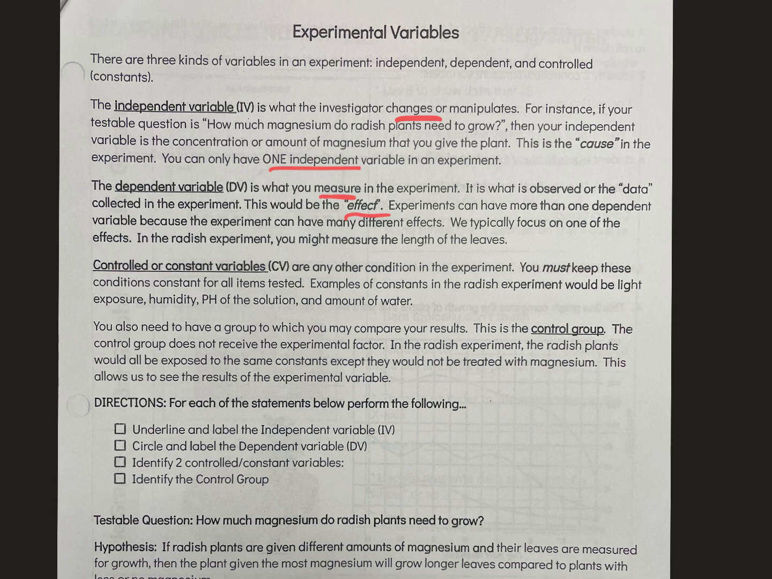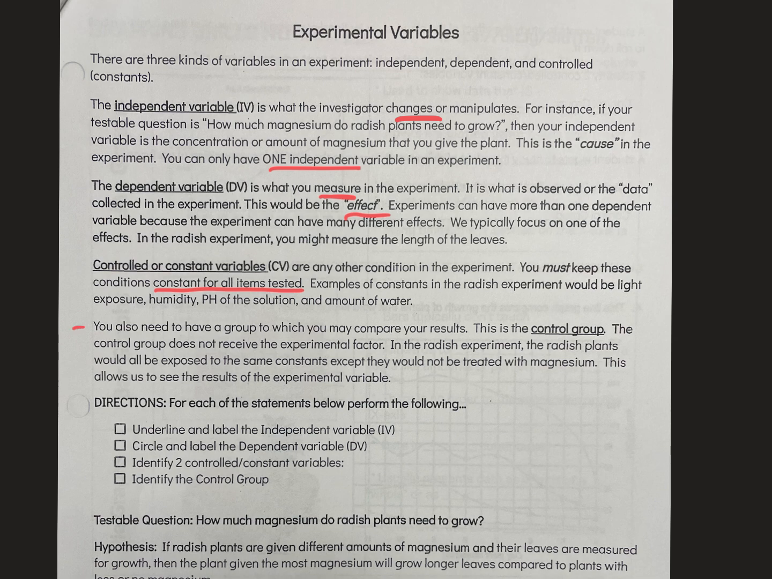Constant variables are any condition in the experiment. So you must keep these conditions constant for all tested items. Examples of constants in the radish experiment would be light exposure, humidity, pH of the solution, and amount of water. Because any of those things can change our data, so we want to keep all of those the same.